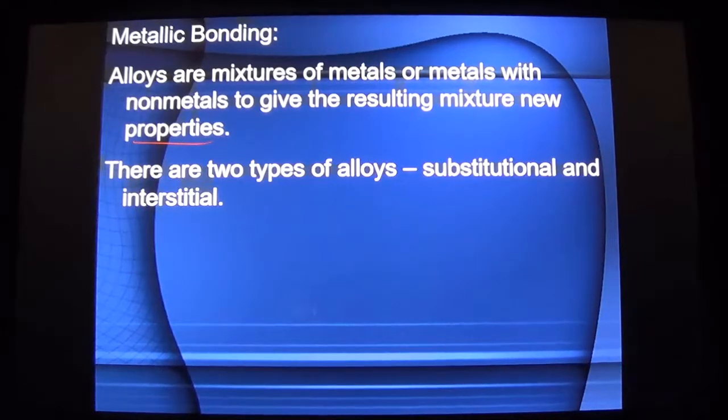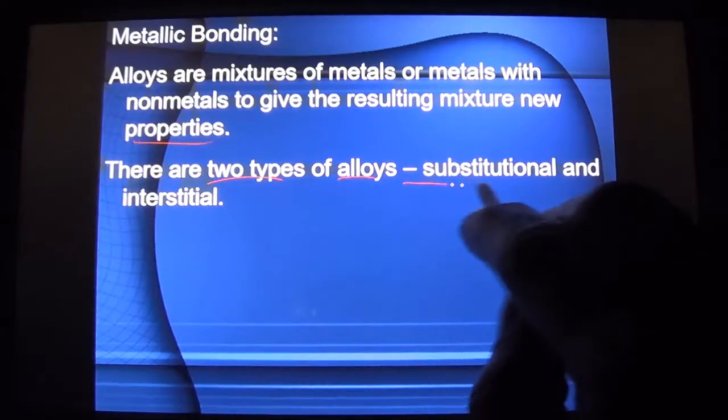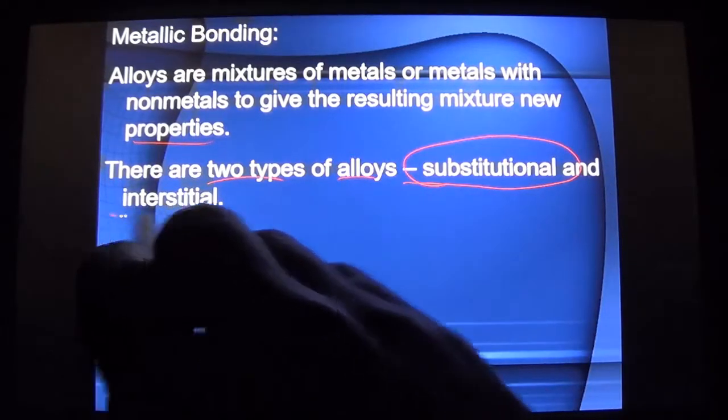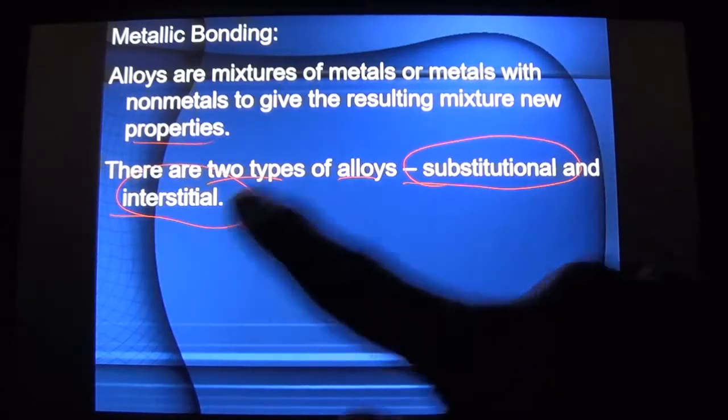When we mix metals and some nonmetals to get a new mixture with new properties, there's two options. Okay, we can have two types of alloys: substitutional and interstitial. Okay, and I know interstitial is a pretty fun word to say, right? Substitutional, interstitial. So you need to know there's two types of alloys when we mix metals and maybe some nonmetals in there. Substitutional, interstitial.